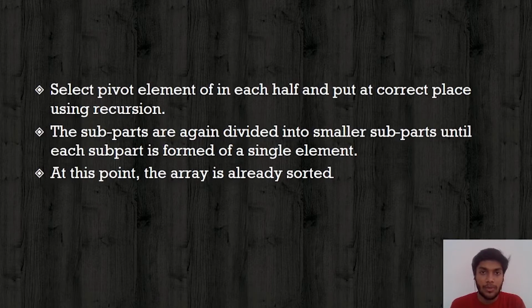The major steps followed in the quicksort method are: select the pivot element of each half and put it at the correct place using the recursion method. The subparts are again divided into smaller subparts until each subpart is formed of a single element. At this point, the array is already sorted.